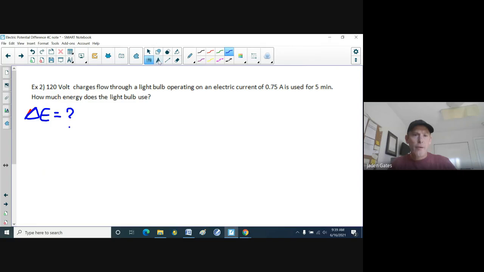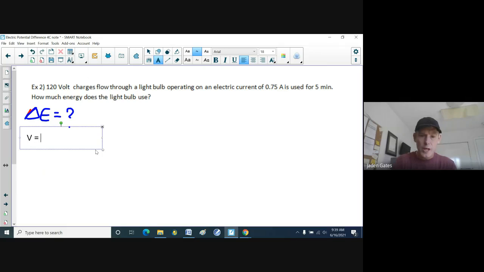All right, now the information we know. The voltage, again, it's 120, standard coming out of your plugs in your house, 120 volt charges. All right, now we also know the current. The current for this situation is 0.75 amps. All right, now the time, 5 minutes. Yikes, that's not good for us. Because again, not in standard units, got to be in seconds. So, well, there's 60 seconds in a minute. And so if I got 5 of them, 5 times 60 gives me 300 seconds.